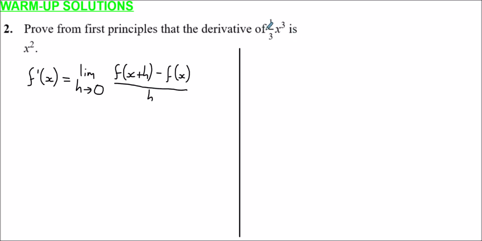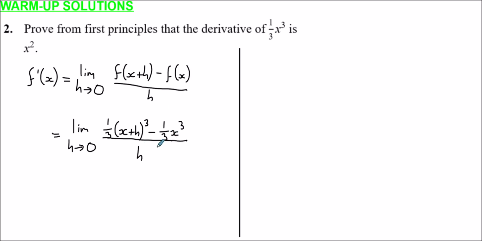Whatever our input x is, we cube it and then divide it all by 3. And so let's just put in our case, what f of x is. So as I say here, what we're doing is we're doing 1/3 of the cube of the input. So if input is x plus h, that's going to be 1/3 of x plus h all cubed. F of x is just 1/3 x cubed. All of that divide through by h.